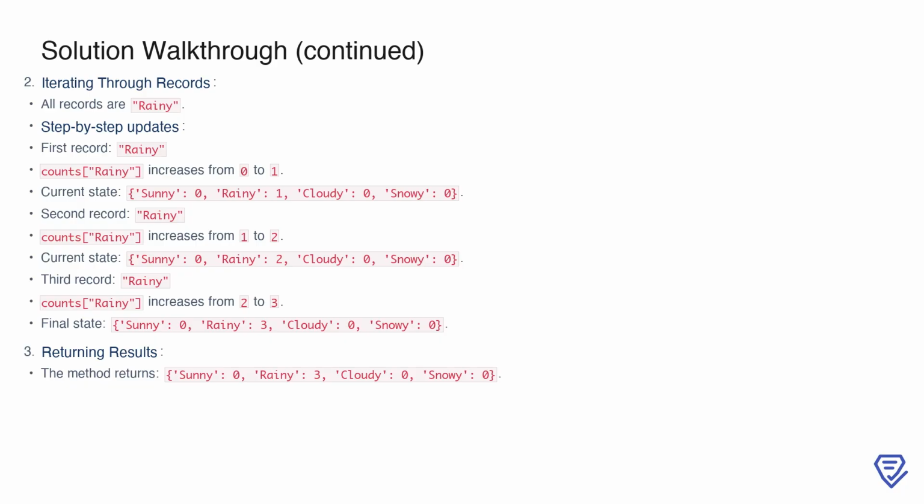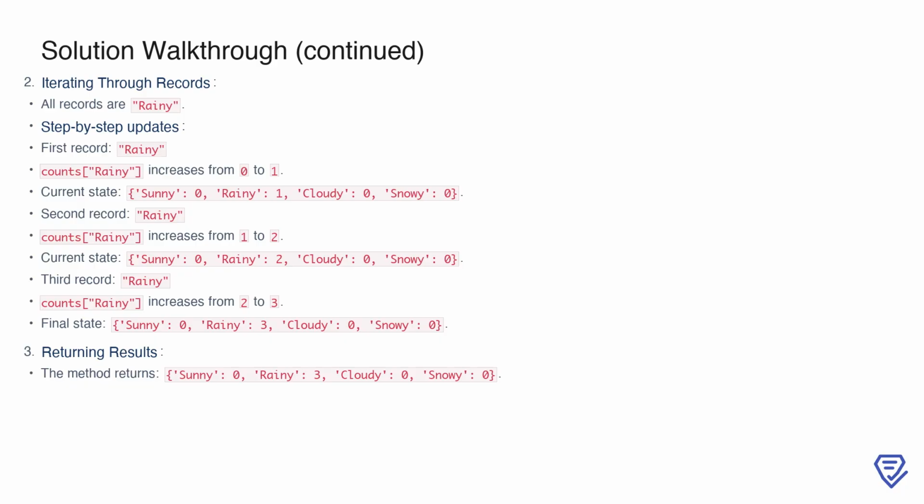The first record is rainy, and the corresponding count in the dictionary is incremented from 0 to 1. The updated state becomes sunny 0, rainy 1, cloudy 0, snowy 0. The second record is also rainy, so the count for rainy increases from 1 to 2, resulting in sunny 0, rainy 2, cloudy 0, snowy 0.